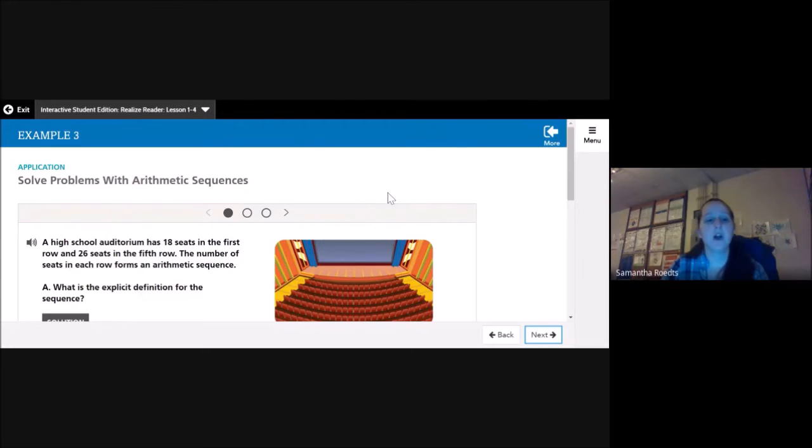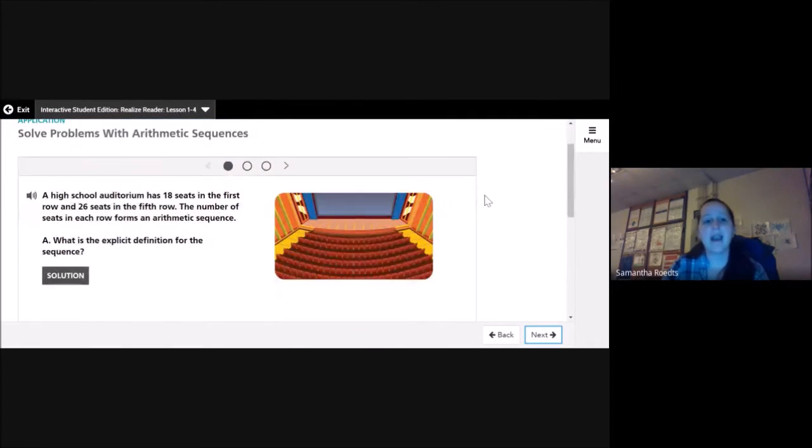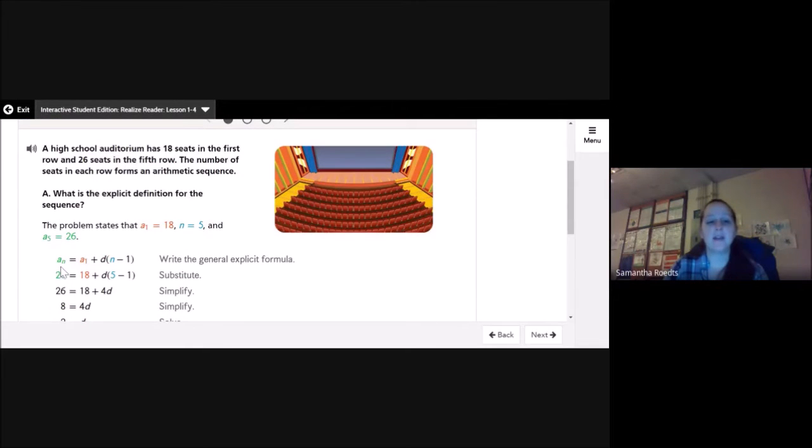All right, example 3, solve problems with arithmetic sequences. A high school auditorium has 18 seats in the first row and 26 seats in the fifth row. The number of seats in each row forms an arithmetic sequence. What is the explicit definition for its sequence? Okay. So the problem states that a sub 1 equals 18, n equals 5, and a sub 5 equals 26. So I have a sub n equals a sub 1 plus d times (n minus 1). Well, a sub 5 is 26, equals 18 plus d times (5 minus 1).